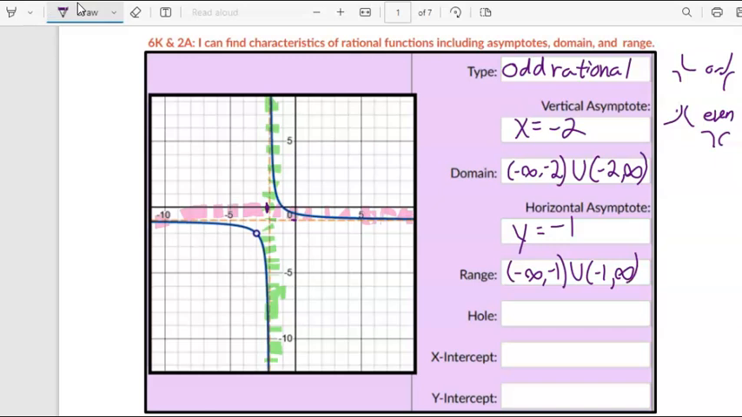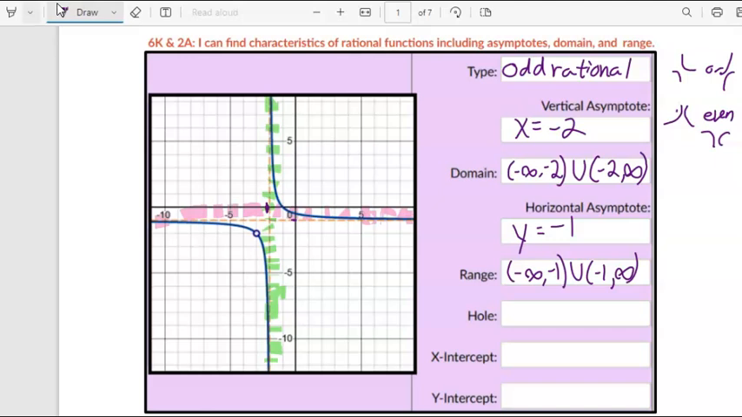For the range, if it is an even function, you'll only have one interval. When it's an odd function, you'll have both intervals. Again, -1 could possibly be included if it was not a standard function here. You'll see more of those in pre-cal.